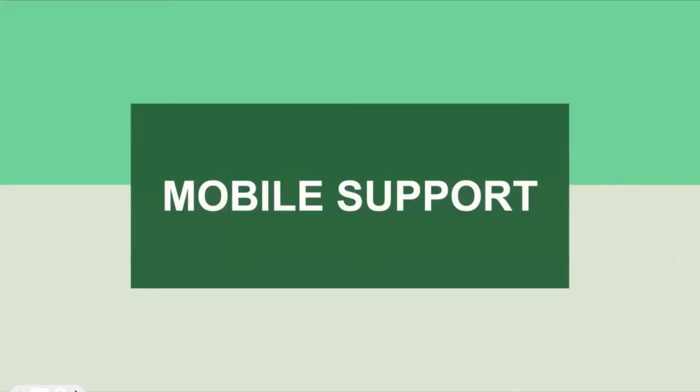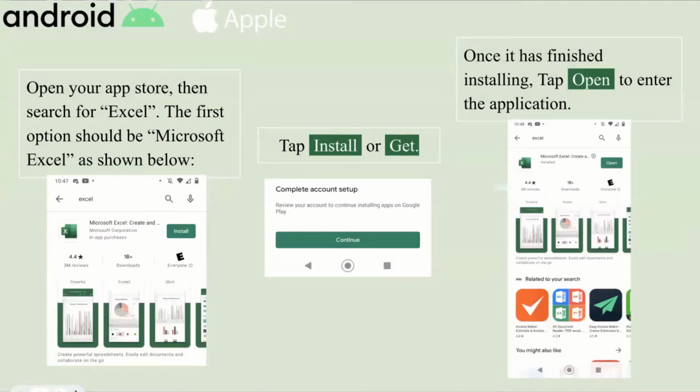Now we're going to go over mobile support for using Microsoft Excel. So firstly, you want to open your App Store and search for Excel. The first option should be Microsoft Excel as shown below. In this screenshot, this is what the application looks like. It is a green icon with an X inside of a green box. So make sure you're clicking on the correct version of the app.